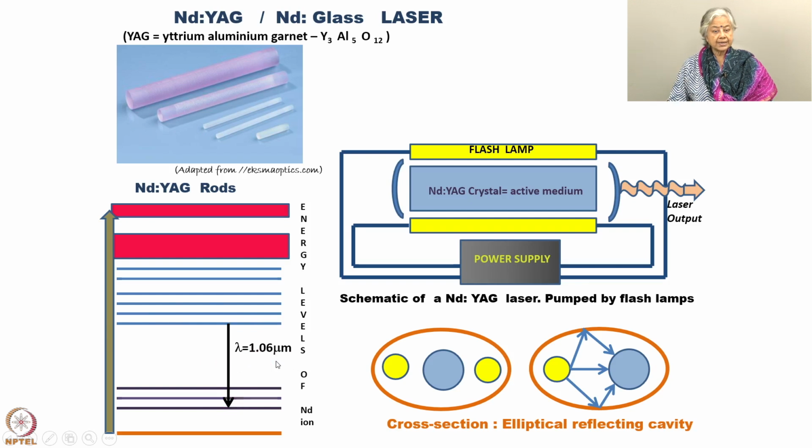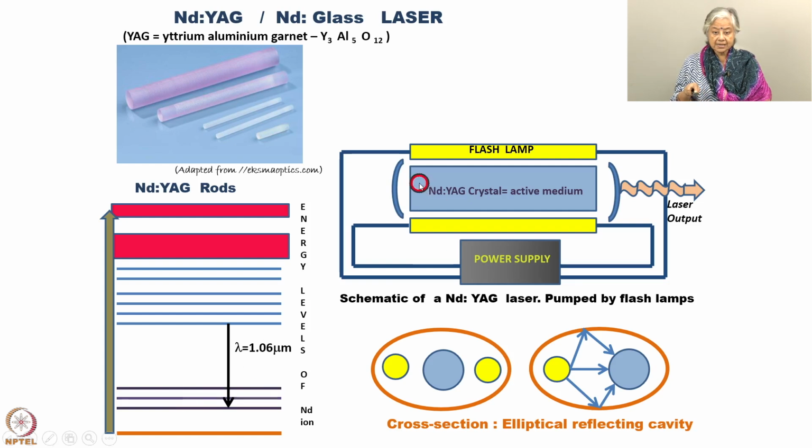So, Nd:YAG will lase in the near infrared region, and then there is a fast decay to the ground level. So, you can see this ground level, 1, 2, 3 and 4. So, it is a 4 level system. Nd:YAG and Nd:glass, both of them are 4 level systems.